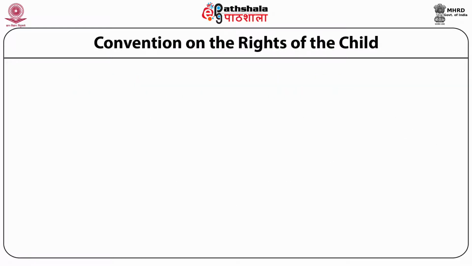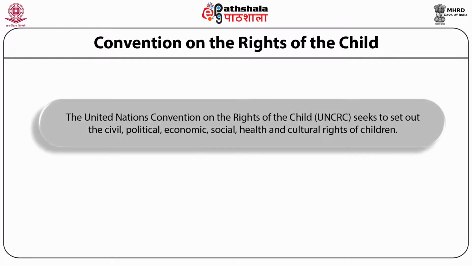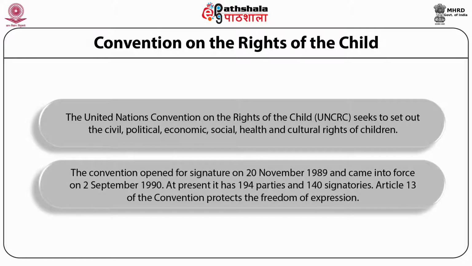Now, let's come to the Convention on the Rights of the Child. The United Nations Convention on the Rights of the Child seeks to set out the civil, political, economic, social, health, and cultural rights of children. The convention opened for signature on 20th November 1989 and it came into force on the 2nd of September 1990. At present, it has 194 parties and 140 signatories. Article 13 of the convention protects the freedom of expression.